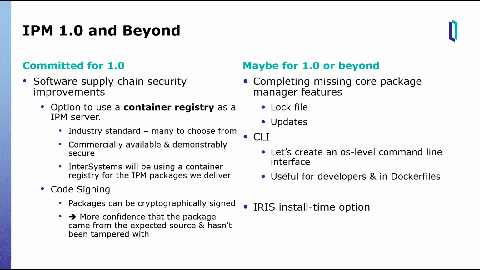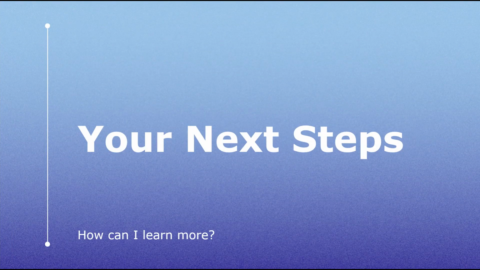And one other thing that's maybe, but I'm thinking pretty likely for 1.0, is that we add this as an install time option to IRIS. So when you're installing IRIS, it'll say, do you want to install IPM or not? Yes or no. Simple as that. So I'm looking for feedback on all of those. So when we get to the question and answer time, or after, please let me know.